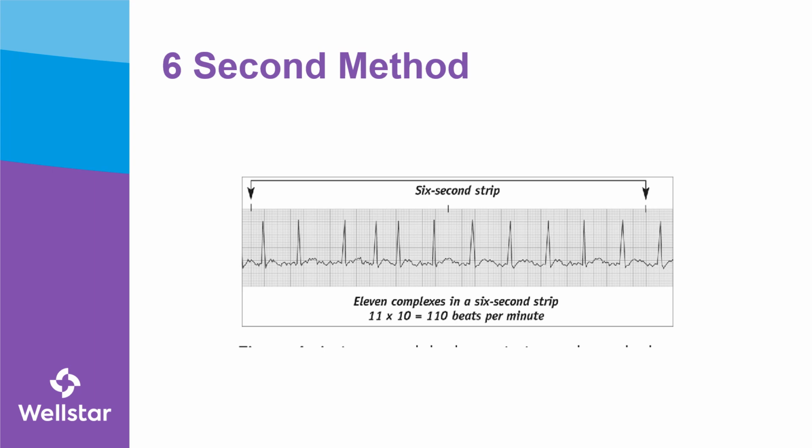The 6-second method to count strips, you would look at these lines here, these tick marks here, here, and here. These are notating that the time between here is 3 seconds, and this is 3 seconds, so together it gives you 6 seconds. In order to make this calculation, you would count how many QRS complexes are within these tick marks here. We got 1, 2, 3, 4, 5, 6, 7, 8, 9, 10, 11. 11 times 10 would give us 110 beats per minute.